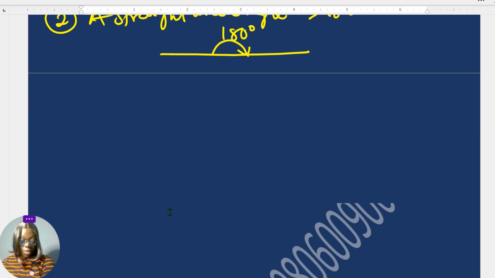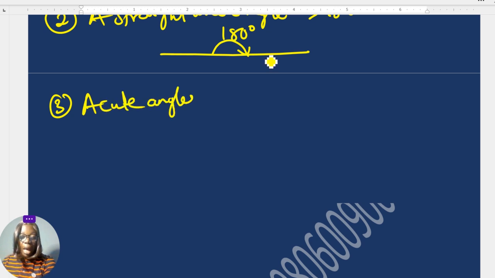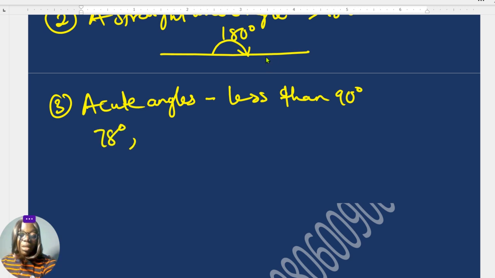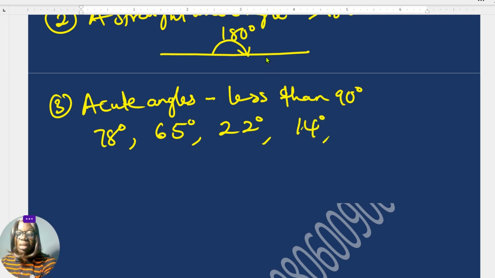Now we also have what we call acute angles. Now, what are acute angles? Acute angle is an angle that is less than 90 degrees. So, for instance, 78 degrees, 65 degrees, 22 degrees, 14 degrees, 39 degrees are called acute angles.